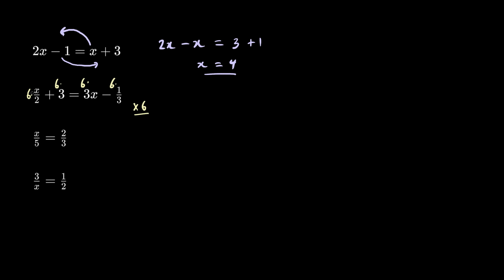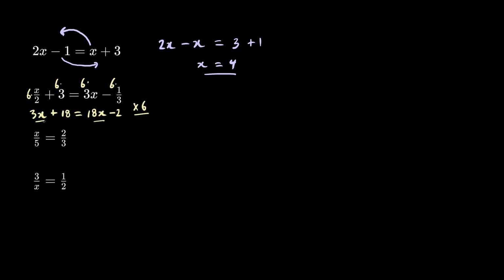6 divided by 2 is simply 3, so we have 3x plus 6 times 3 is 18. We have 6 times 3 is 18, and we have an x here. And we have a negative sign. 6 divided by 3 is 2. So all we have to do now is to gather the x's. We have x's here and here.